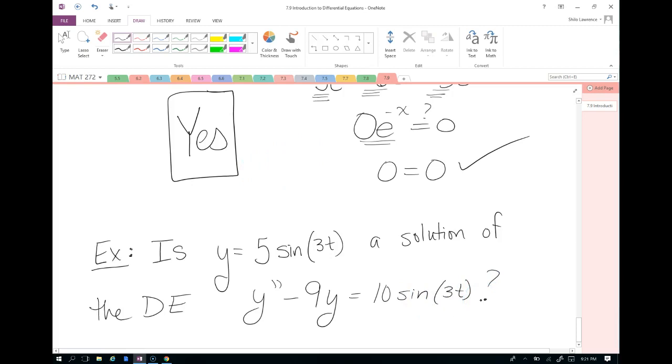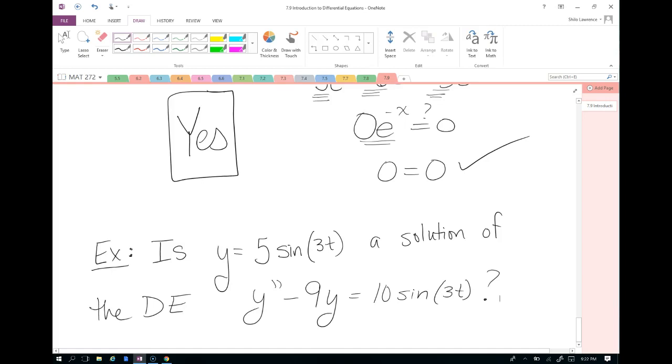Is y equals 5 sine of 3t a solution of the differential equation y double prime minus 9y equals 10 sine 3t? So this time t is our independent variable, which is perfectly fine. We're not going to treat this any differently. Y is the dependent variable.